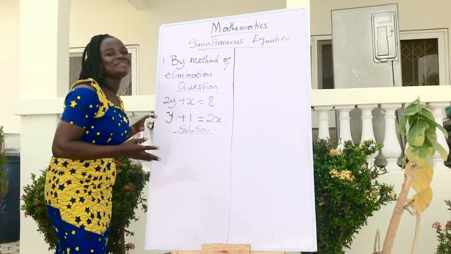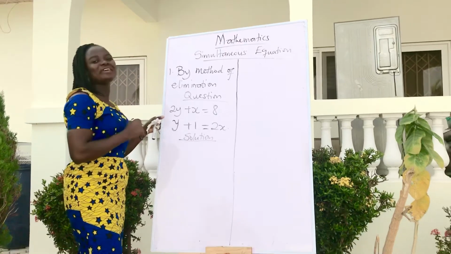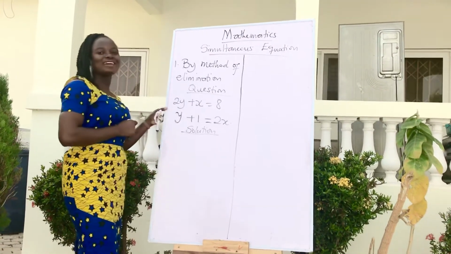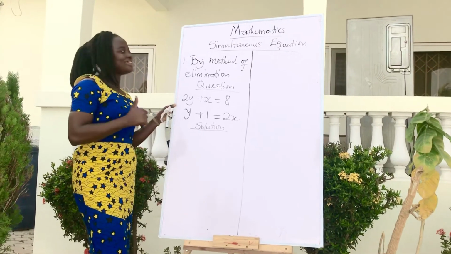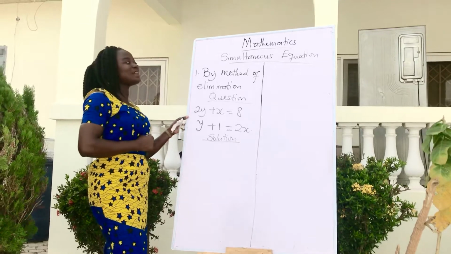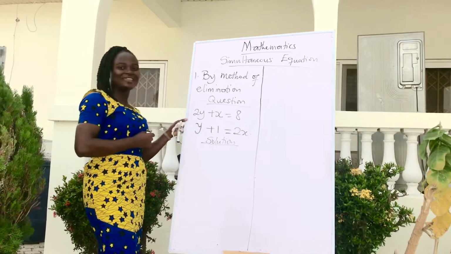From 11. Who am I? I will leave you to think of the answer, and at the end of the class, we give the answer to our riddle. Perfect. For today's class, we are going to look at simultaneous equations by the method of elimination.